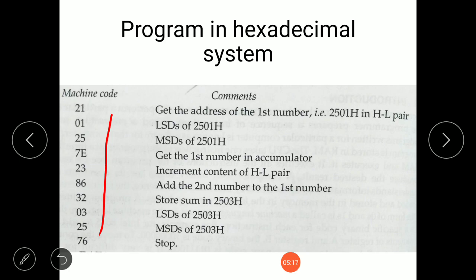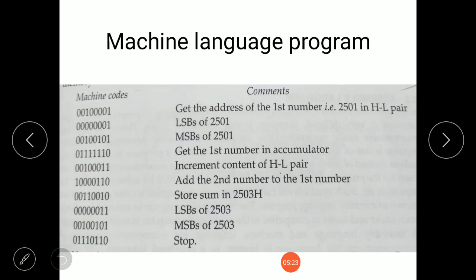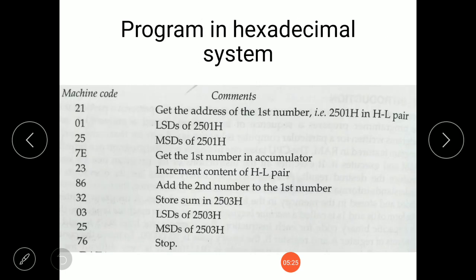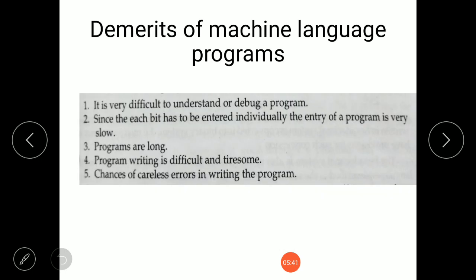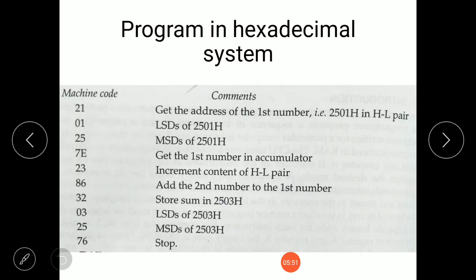Both are machine language programs. One is in binary form and the other is in hexadecimal form. The language in which a computer works is called object or machine language, and the machine codes are also called object codes. This machine language is a low level language. In order to minimize the error, I have converted this binary program into a hexadecimal program, the same program.